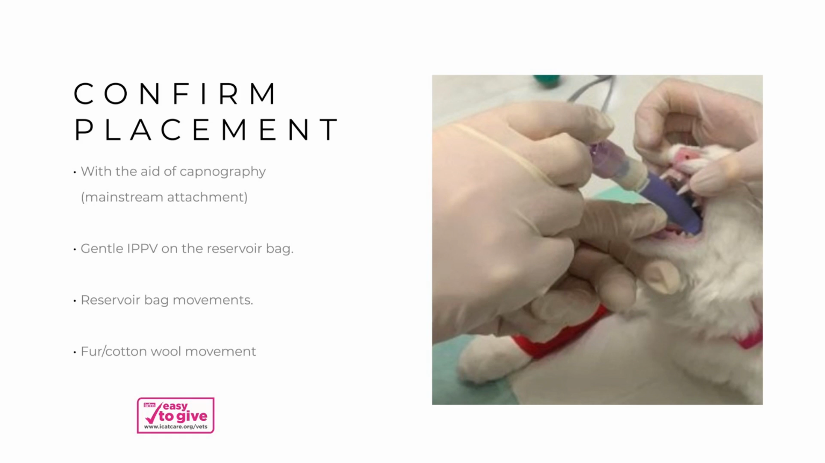For cats, a piece of thread or cotton wool could also be held in front of the device to confirm exhalation via the V-Gel. This may not work with rabbit V-Gels, as rabbits are notorious breath holders. Therefore, for rabbits, IPPV is the best way to confirm placement of the V-Gel.